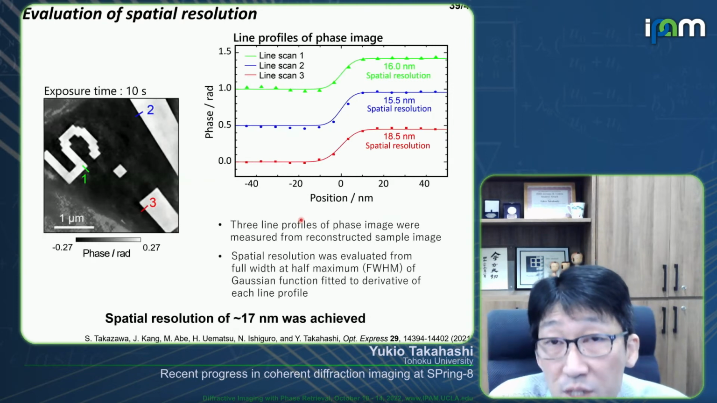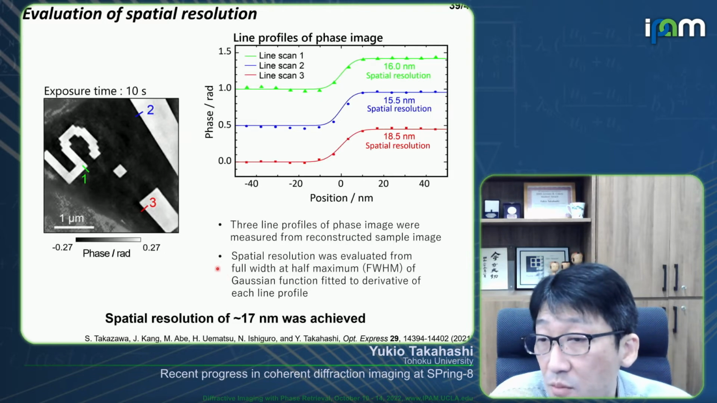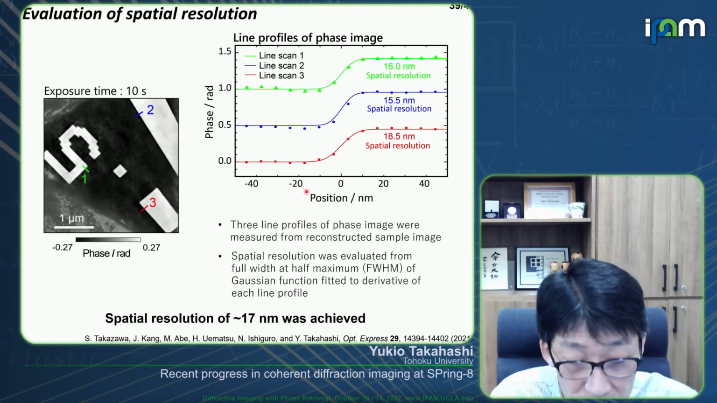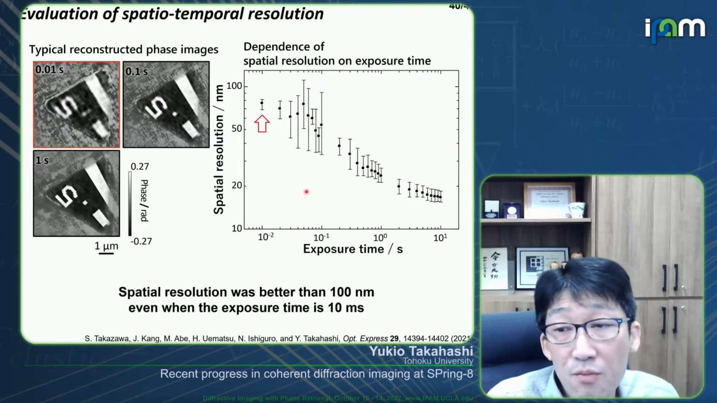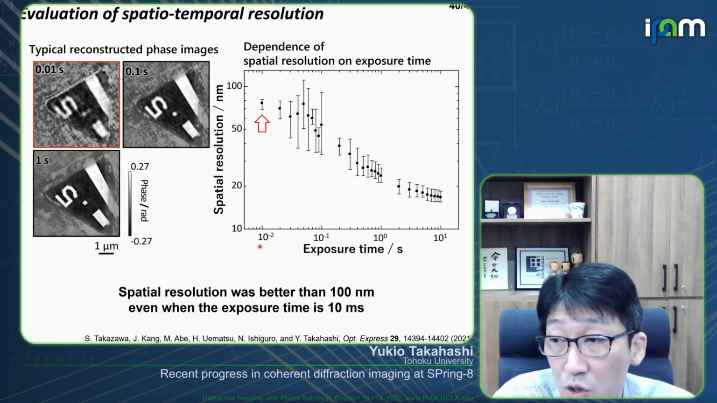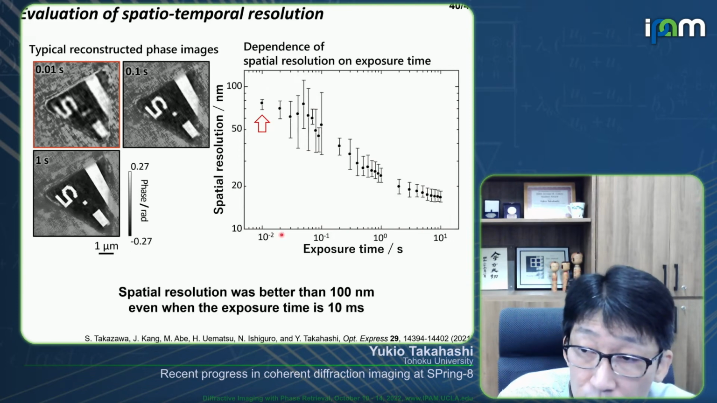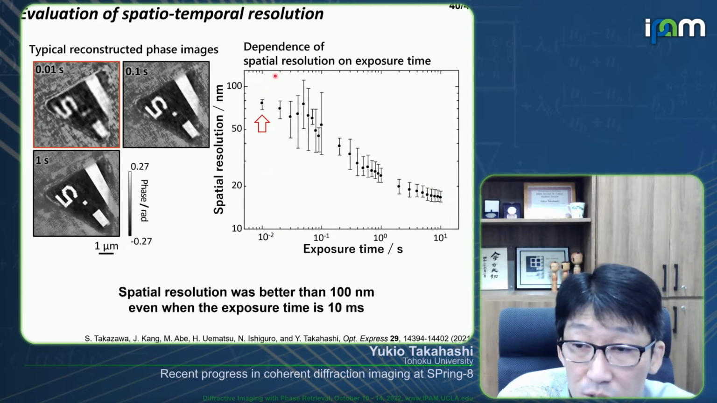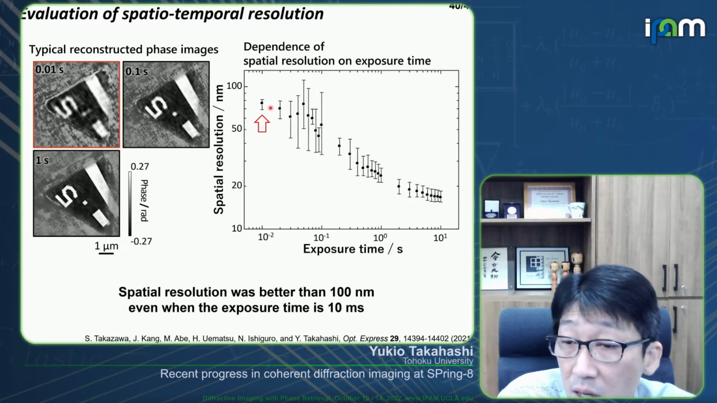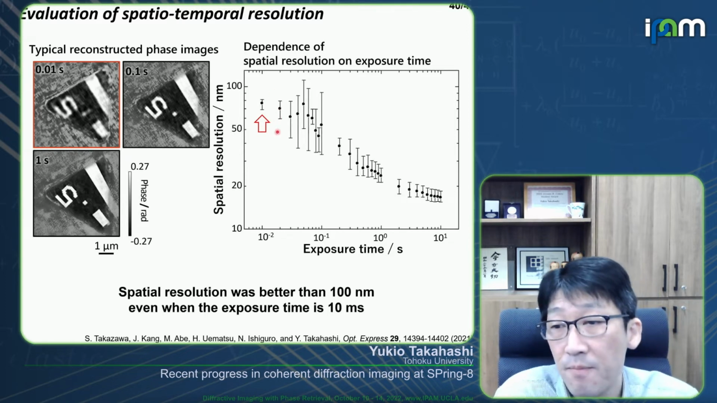We evaluated the spatial resolution by line scan and achieved 17 nanometers, and we also evaluated the spatial temporal resolution. This graph shows the dependence of spatial resolution on the exposure time. Although the spatial resolution becomes worse as exposure time decreases, the spatial resolution was better than 100 nanometers, even when the exposure time was 10 milliseconds.